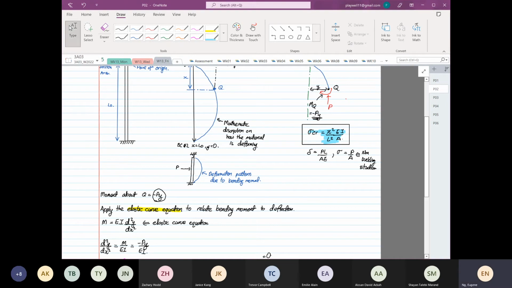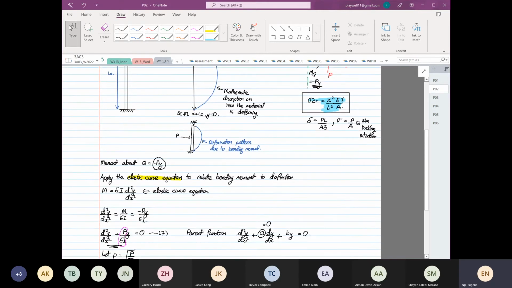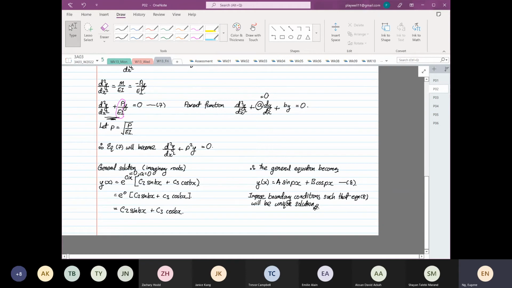So we relate buckling with bending. They have a similarity, and this is due to the bending moment, the deformation induced by the bending moment. So we applied the elastic curve equation to describe how the moment is affecting the deflection, and then we come to solve a second order differential equation. Where we last stopped, we derived that y as a function of x is equal to A sine px plus B cos px. So we had our general solution.